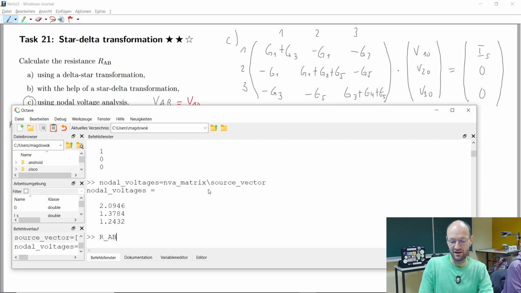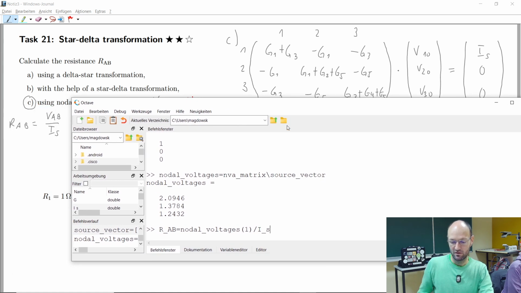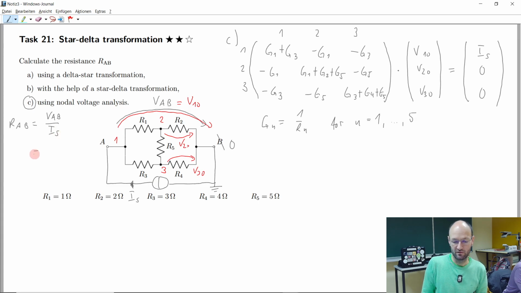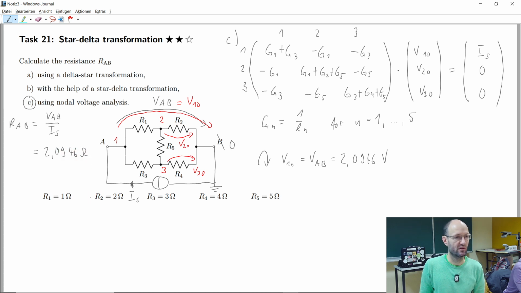And it's okay, dividing by 1 does not change anything at the result, but if we would take the first of these nodal voltages and divide it by the source current, what is the formula that is written here on the left side? And then we get the very same equivalent resistance that we had before. So also in this case, we get that V10, which is the same as VAB, is 2.0946 volt, and that's why we also get 2.0946 ohm in this case for the equivalent resistance.